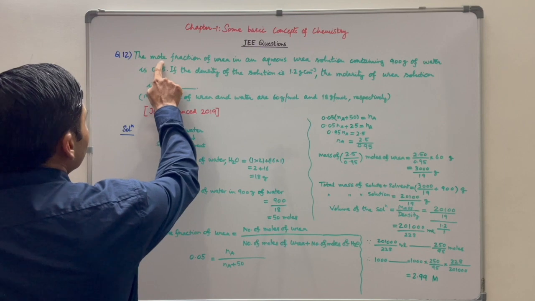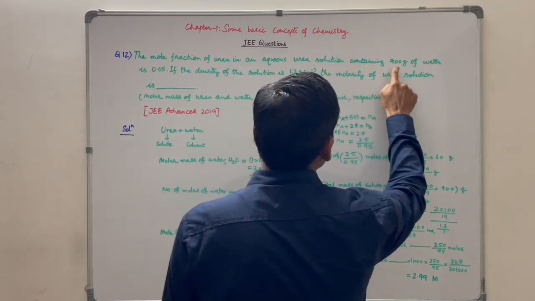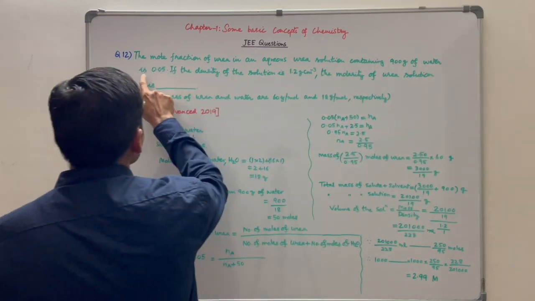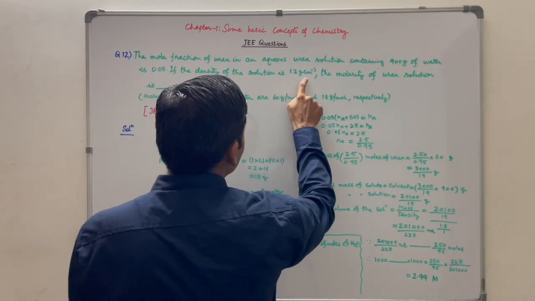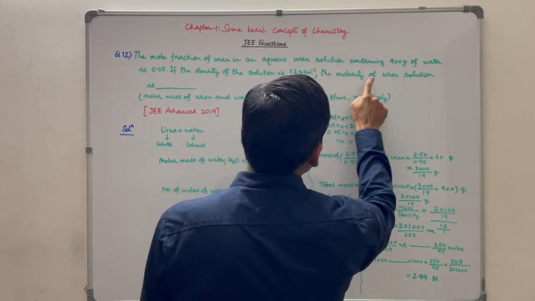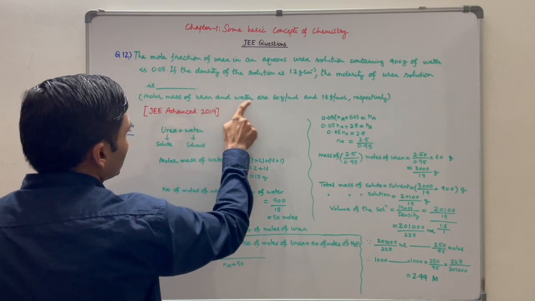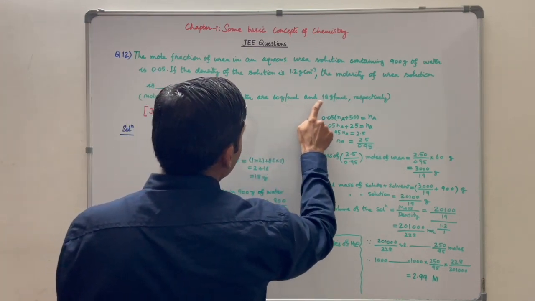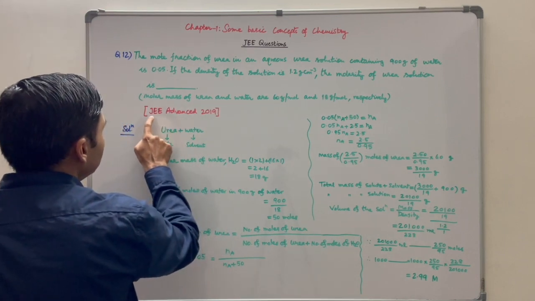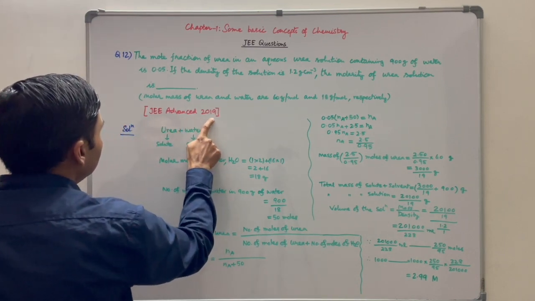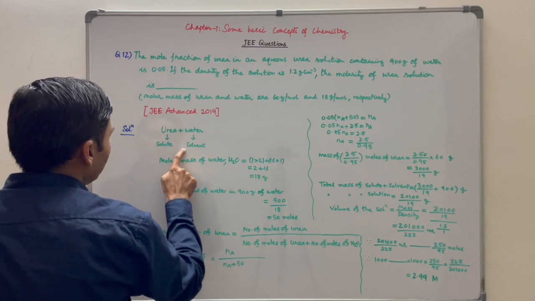Last question. The mole fraction of urea in an aqueous urea solution containing 900 gram of water is 0.05. If the density of the solution is 1.2 gram per centimeter cube, the molarity of urea solution is. Molar mass of urea and water are 60 gram per mole and 18 gram per mole respectively. This question appeared in JEE Advanced 2019. In urea solution, urea is solute and water is solvent.